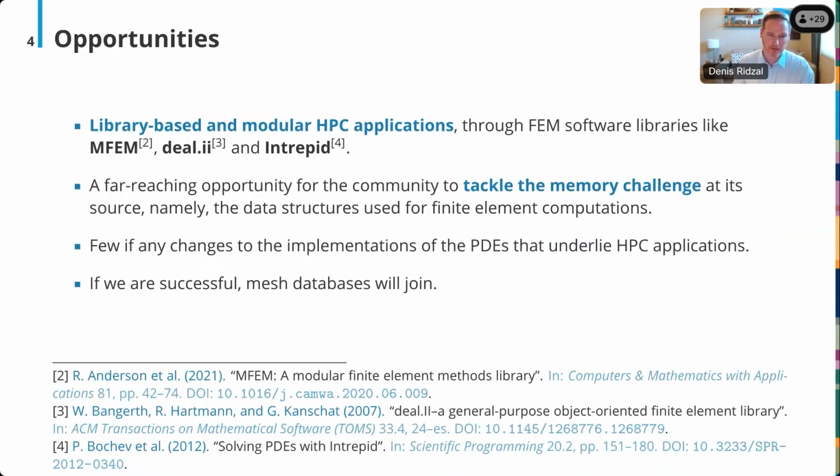All right, so I think there's quite a bit of hope here, and I think one of the fundamental shifts over the last 10 to 20 years is really helpful here, and that is that most HPC applications based on finite element methods use modular libraries now. No one develops things from scratch. And so whether it is FEniCS or deal.II or Intrepid at Sandia, we all use libraries.